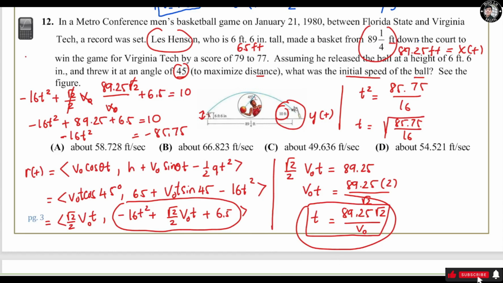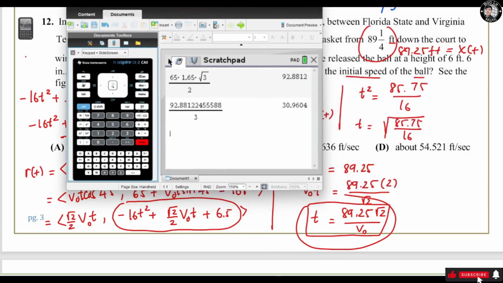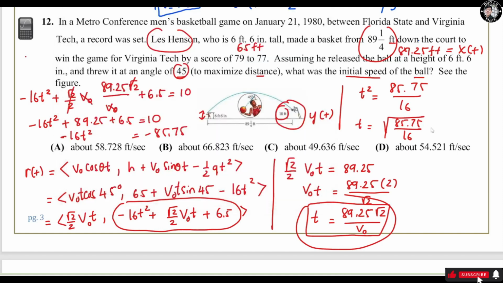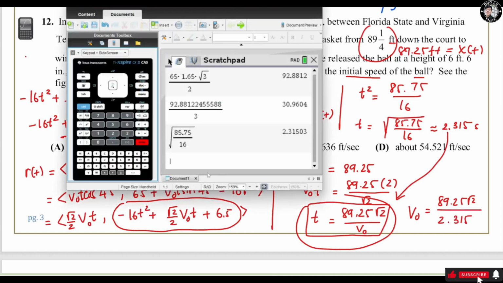So we're going to pull up the calculator. Control, square root, right here. 85.75 divided by 16, the square root is going to be 2.315. Now substitute this guy over here to solve for v0. So v0 equals 89.25 root 2 divided by 2.315. So we're going to pull up the calculator again.